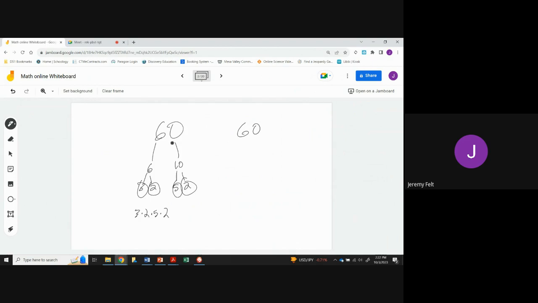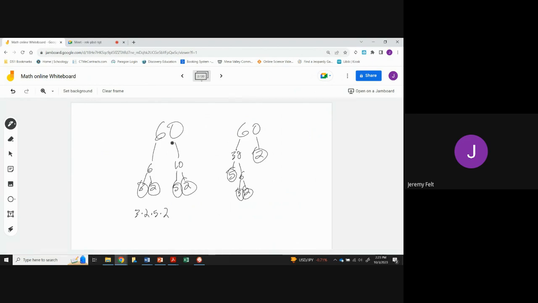Let's say we started with 30 times 2. Well, we should end up with the same thing. 5 times 6 or 15 times 2, doesn't matter. 5 is prime, and then we have 3 times 2. 5, 3, 2, and 2. Same thing. A little different order. We started with different numbers. But this one, to me, just visually makes more sense.